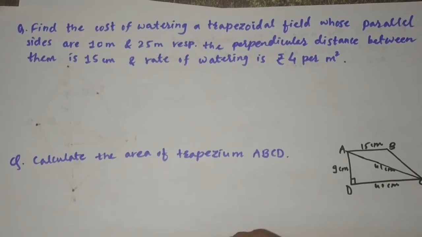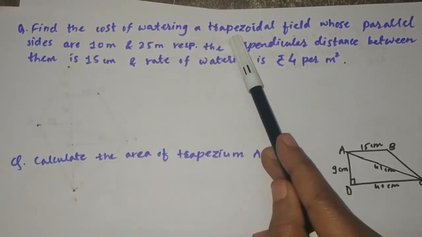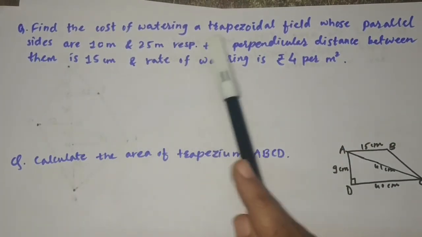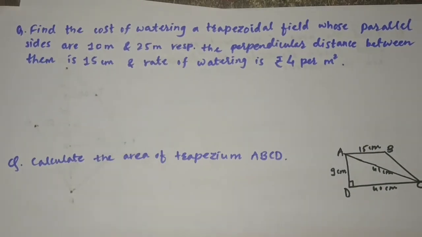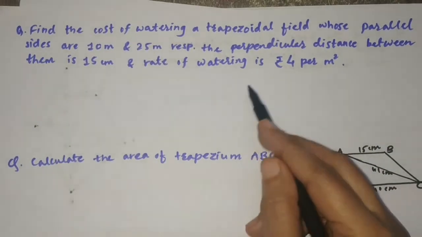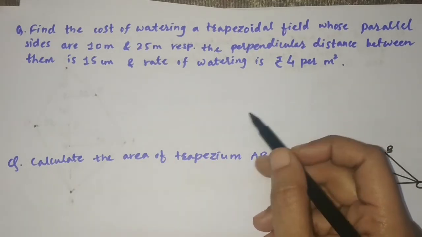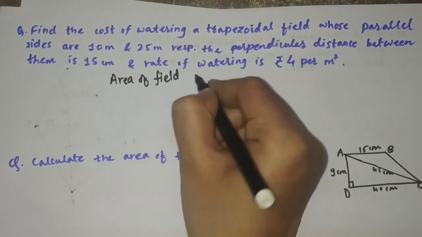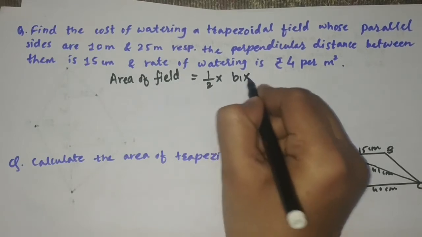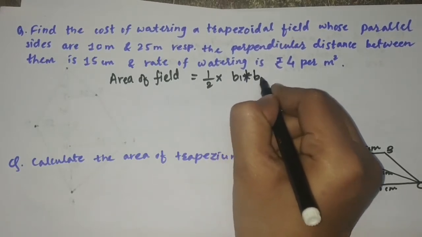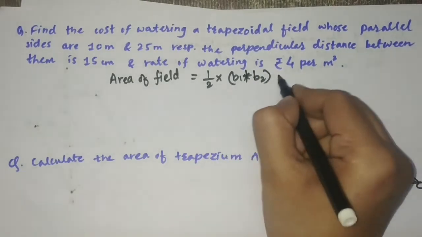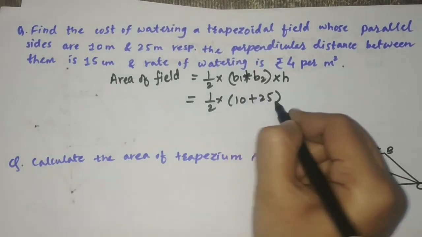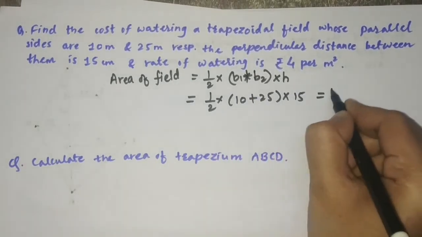Now friends, the next question is: find the cost of watering a trapezoidal field whose parallel sides are 10 meter and 25 meter respectively, and the perpendicular distance between them is 15 meter. Here we have to find the cost at the rate of watering, which is rupees 4 per meter square. So first of all we'll find the area of the field, which is equal to 1 by 2 into (b1 plus b2) multiplied by height. So here we get 10 plus 25 into the height, 15.